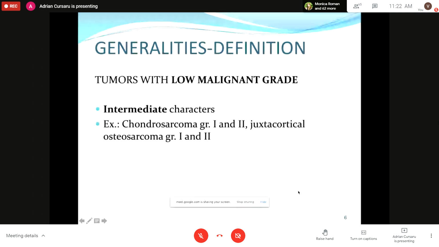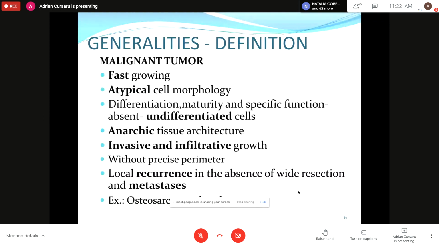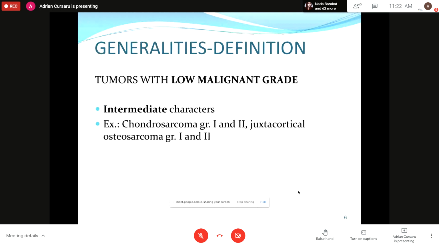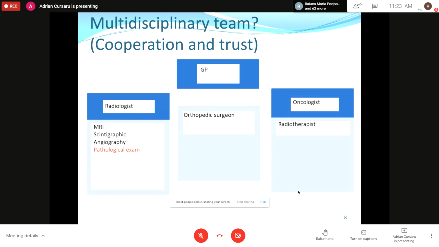There are tumors with low and great malignant grade. In some cases, tumors have intermediate characters, where we are discussing a benign tumor that has an intermediate character and could in time become a malignant tumor. It is very important to establish the diagnosis immediately, to put a correct diagnosis and to make a correct surgical treatment, to have success in our cases.